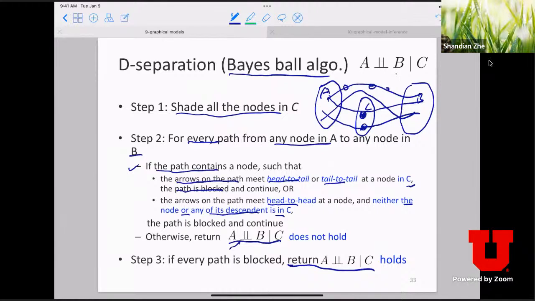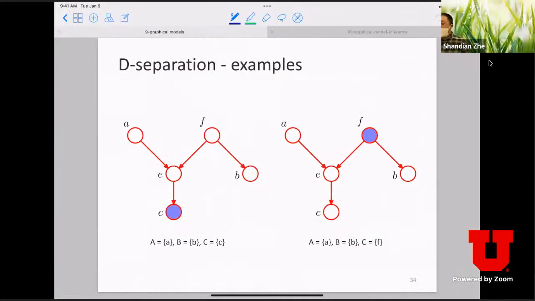One of the critical contributions of Professor Julia Kerr is to show why this baseball algorithm is correct. We're not going to cover how he shows that, what the proof is. But here we want to give two concrete examples where we can apply the baseball algorithm to test conditional independence.